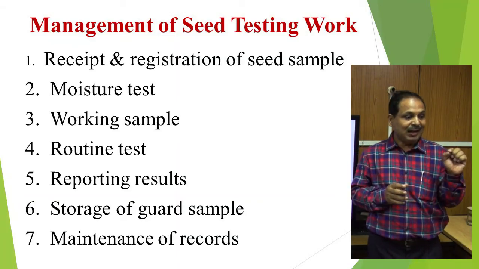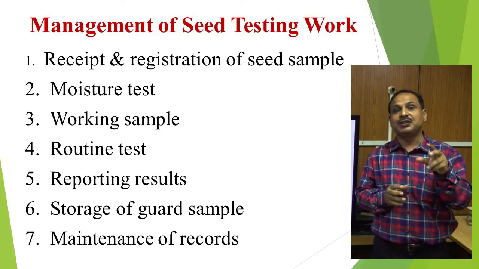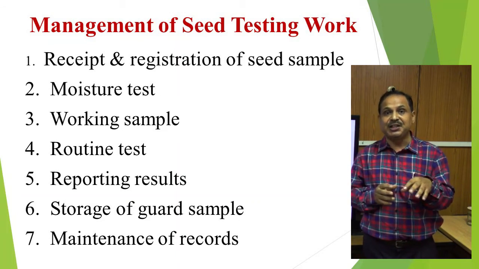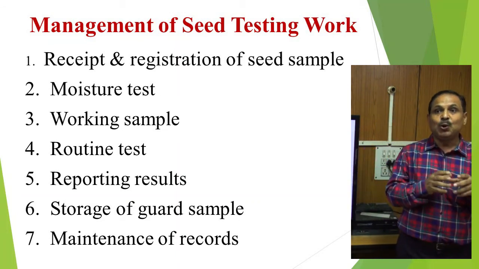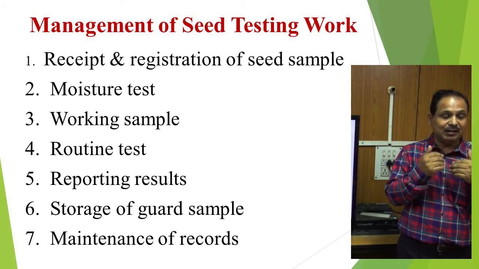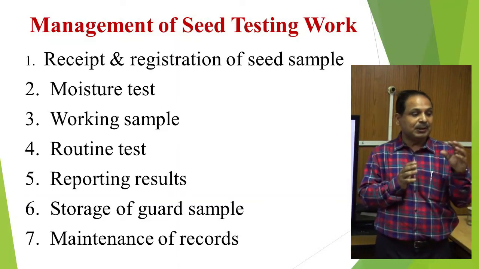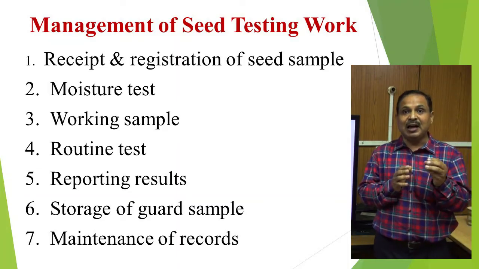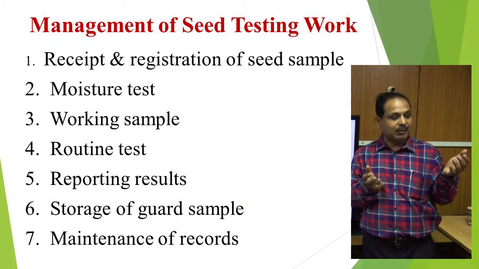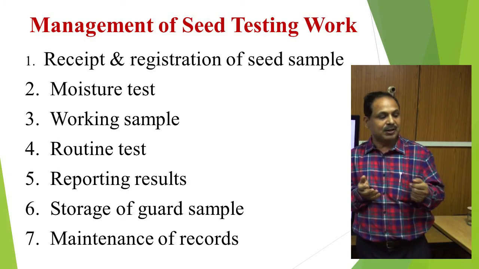Next, reporting results is very important. After completion of the concerned seed test, the results must be communicated to the concerned agencies within 21 days. In any case, it should not be more than 30 days. If we provide the results in a short span of time, it's good for the concerned agencies.